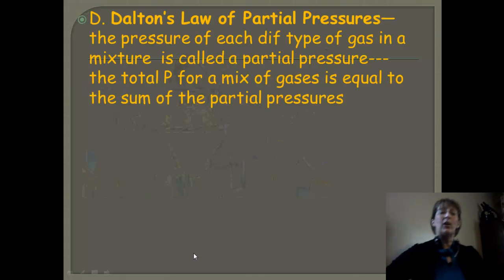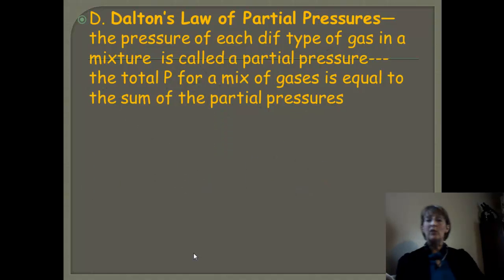Okay, so we're ready for letter D, the fourth law, Dalton's law of partial pressures. The pressure of each different type of gas in a mixture, like in air, is called a partial pressure. The total pressure for a mix of gases is equal to the sum of the partial pressures.